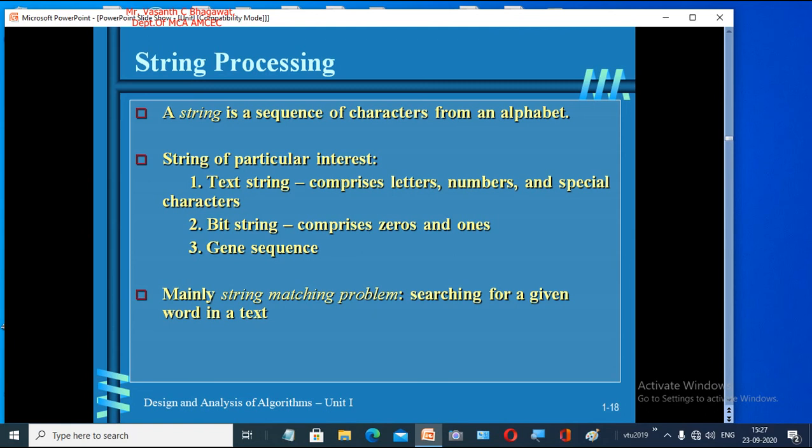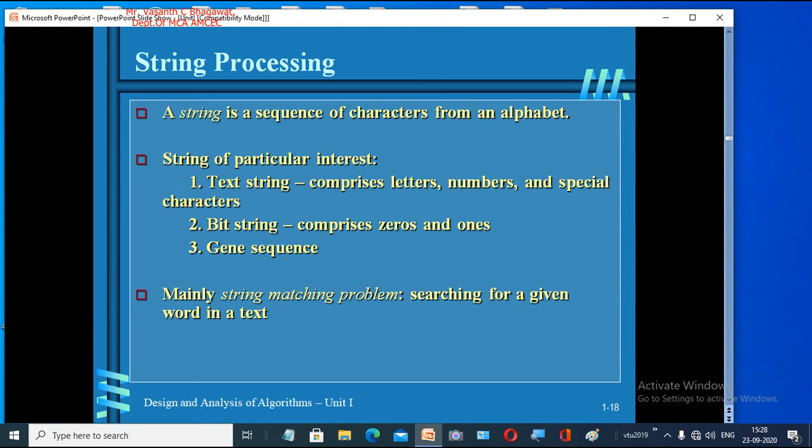We have so many applications and examples when we go for string processing, like a lot of examples you might have written in your previous undergraduate programs. A string can be a text string containing letters, numbers, special characters, everything, or it can be only alphabets, or only numbers, or a bit string with only zeros and ones, right? So you can deal with different kinds of strings, and there are many applications.